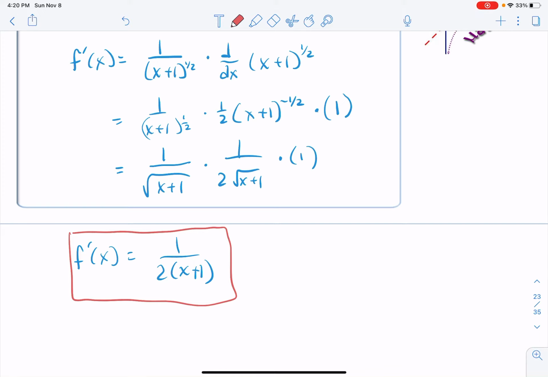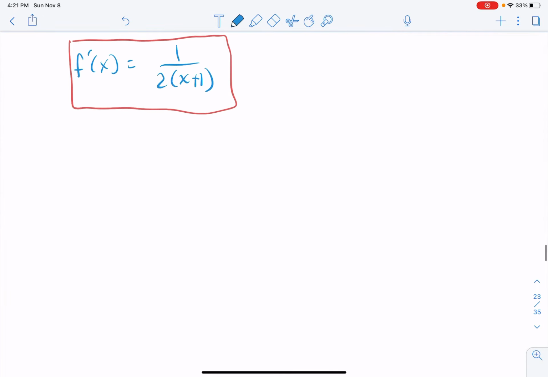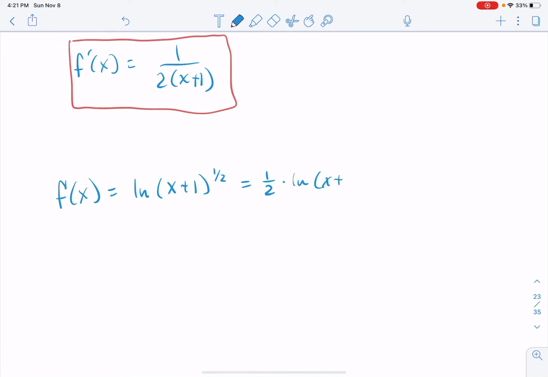All right, I think that there's actually an easier, faster way to have done that, which I'm about to show you right now. So remember that our function was this. It was the natural log of the square root of x plus 1, but we rewrote it as natural log of x plus 1 to the 1/2 power. And now I'm going to just use a property of exponents, which allows me to take this 1/2 and bring it out on the outside. The product property, 1/2 times the natural log of x plus 1.